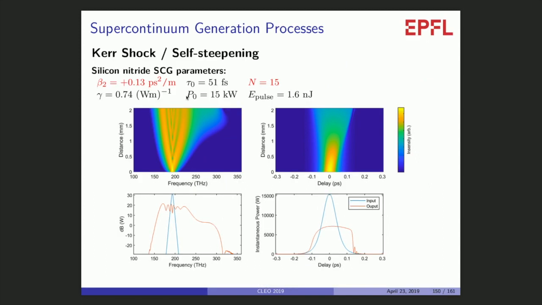Then this is an example of the self-steepening effect. So this is only the self-steepening term on, Raman off, and again you see the characteristic structure of self-steepening that occurs when you launch a pulse.